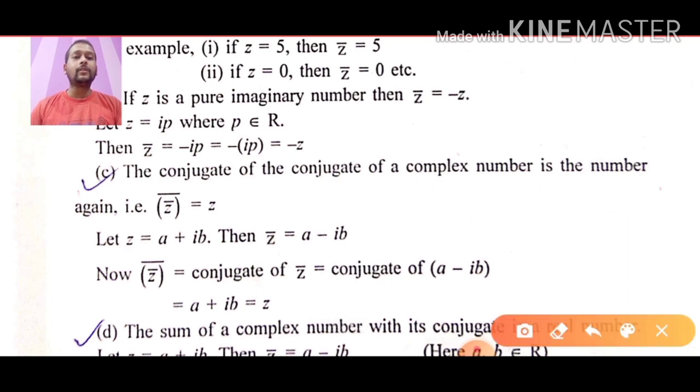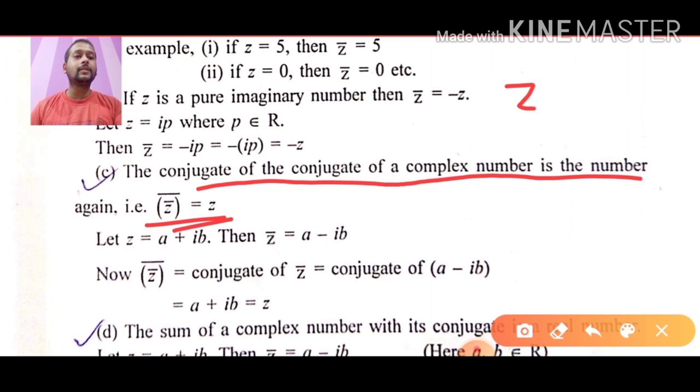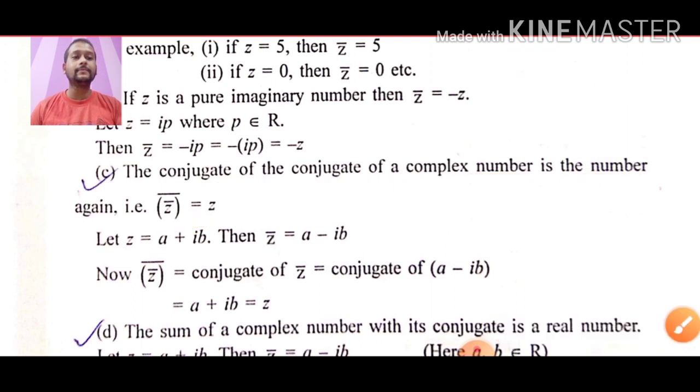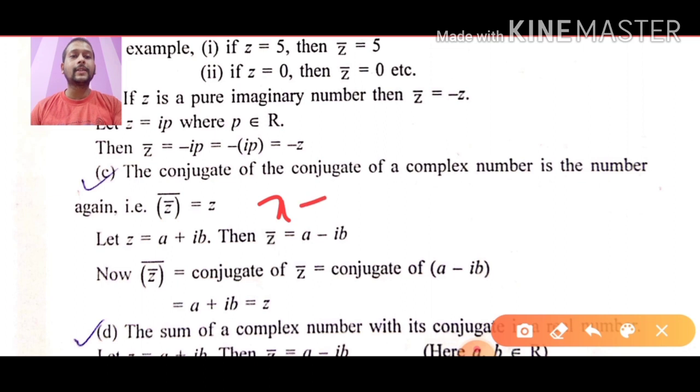Then we have that the conjugate of a conjugate of a complex number is the number itself. So that means if you take the conjugate and again its conjugate, then we'll get the number itself. Obviously the conjugate of x plus iy is x minus iy. See, look at here. The conjugate of x plus iy is what? X minus iy.